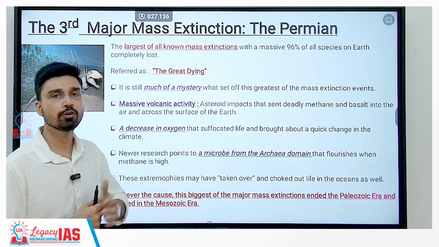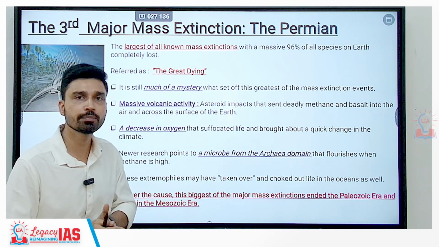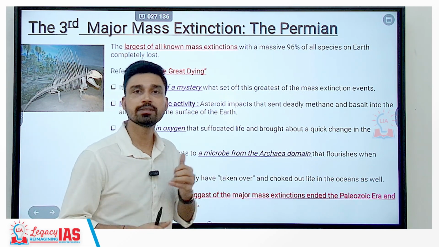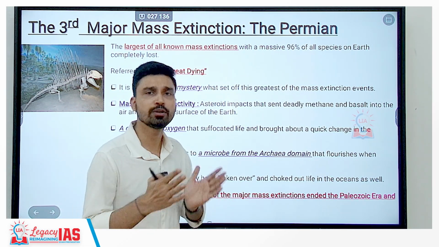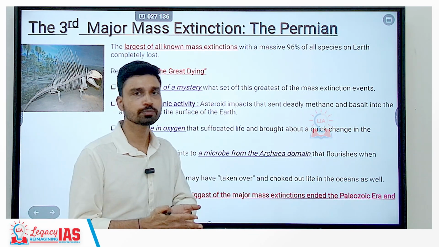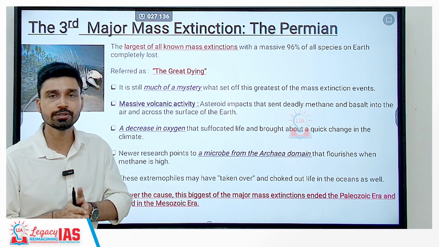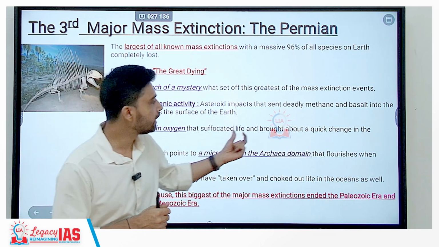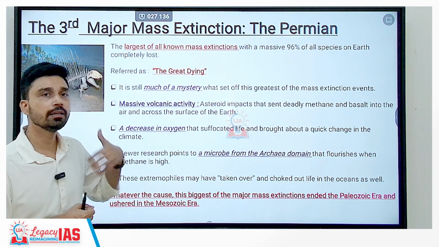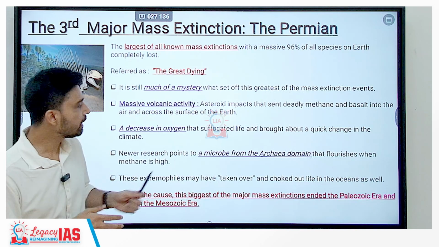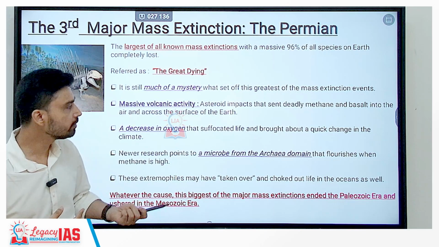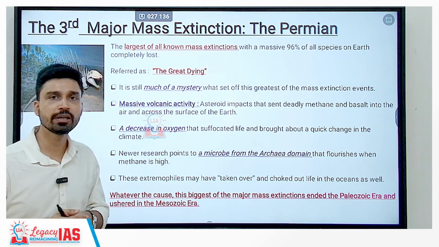And with all these phenomena, obviously because of the large scale volcanic eruptions, the amount of oxygen present in the atmosphere was reduced. There was an increase in sulfur based gases, nitrogen based gases, and carbon based gases, and this caused suffocation of life forms that needed oxygen to survive, and thus brought a quick change in the entire climate. It is also believed, as per new research, that a microbe from the archaea domain flourished during this time when the methane concentration was higher.